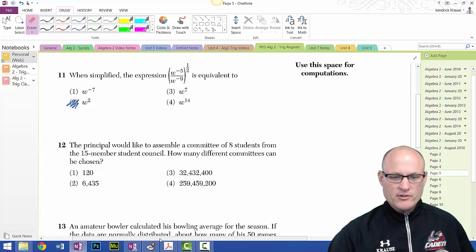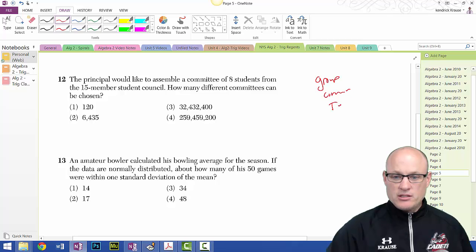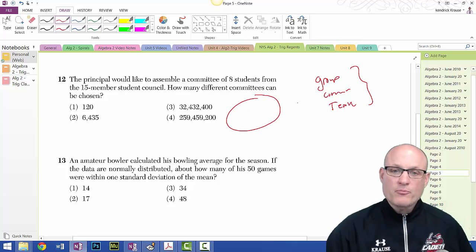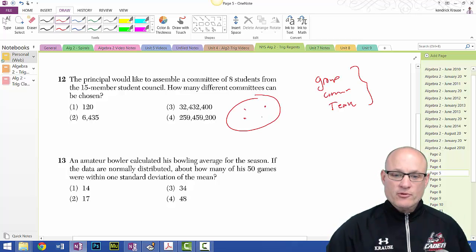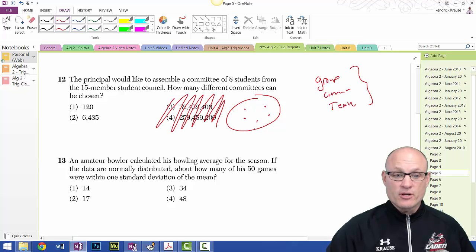Okay. The principal would like to assemble a committee of 8 students from 15 members of student council. If we're talking about groups, committees, teams, where it doesn't matter how you pick the people, it's just this group of people right here, then you're talking about combinations, and you have quite a few fewer combinations than permutations. It's not going to be these two humongous numbers.